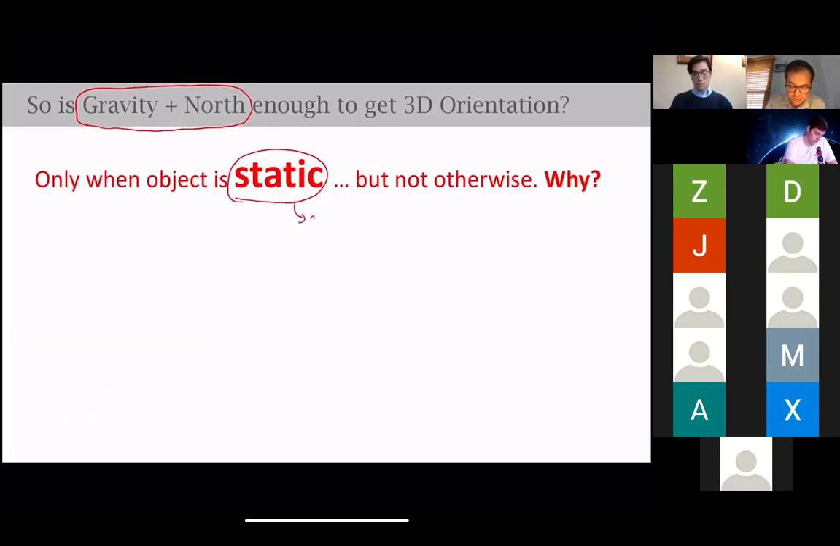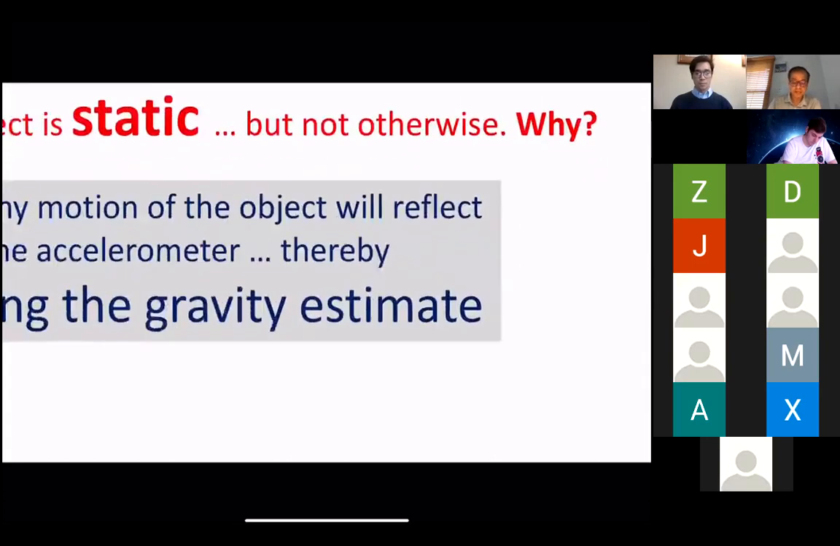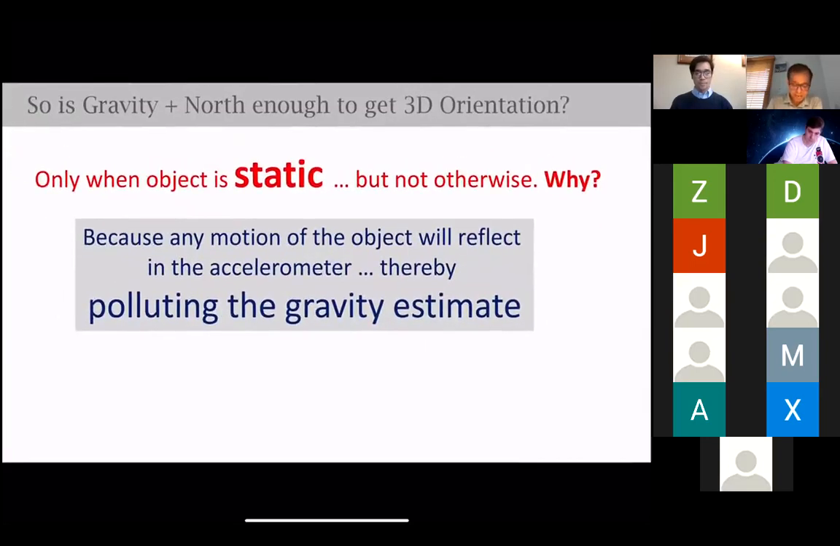Actually, I should also mention that magnetic interference from ambience is not zero. There are a lot of ferromagnetic materials in the environment. Those create micromagnetic fields, microteslas, but that would affect your north calculation as well. So as long as those are there, you cannot do much. Why? Because any motion of the object will reflect in the accelerometer, thereby polluting the gravity estimate.